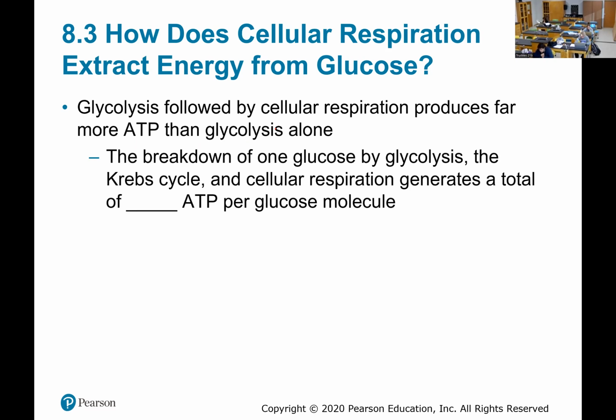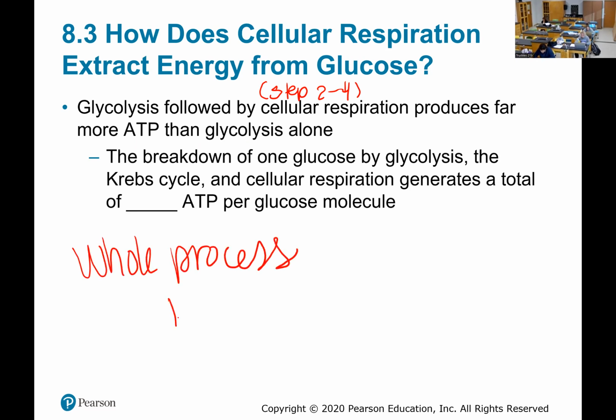So glycolysis and cellular respiration, which they're calling steps 2 through 4, acetyl-CoA synthesis, Krebs cycle, and electron transport chain, all of that produces obviously more ATP than glycolysis alone. The whole process, steps 1 through 4, makes 36 ATP per glucose. Okay, star that, you must know that. So for every molecule of glucose that comes into this catabolic process, 36 ATP are produced.